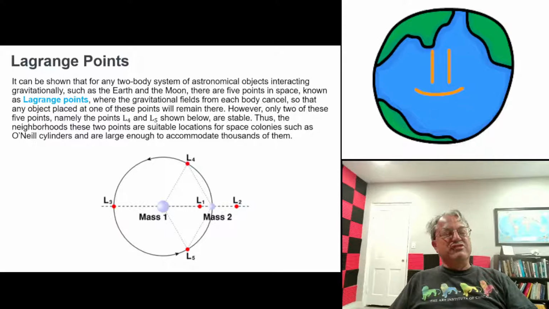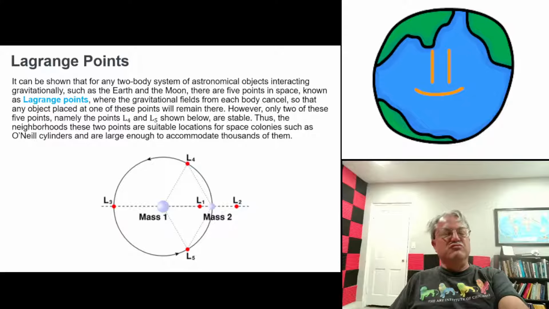So that's where they would be located, and these areas around L4 and L5 are actually pretty big. They'd be big enough to house thousands of these colonies. They wouldn't be actually at the points; they would be orbiting around the points in these stable, kidney-shaped orbits. But they would be stable, so they wouldn't go anywhere.